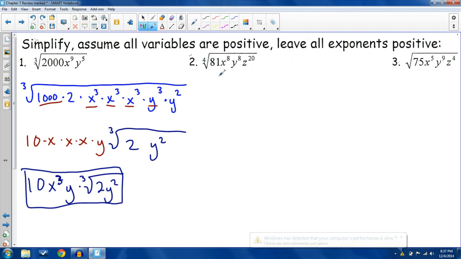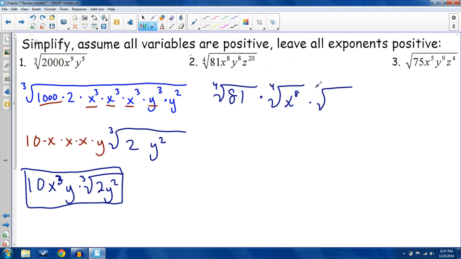Here's the 4th root. The 4th root of 81. Oh, the 4th root of 81 actually happens to be 3. In fact, here's what I'll do this time. I'll show you a different way. I can do the 4th root of each of these individually. 4th root of 81 times the 4th root of x to the 8th times the 4th root of y to the 8th times the 4th root of z to the 20th.